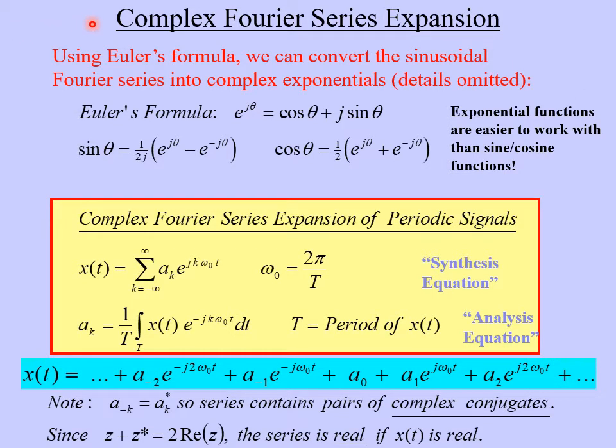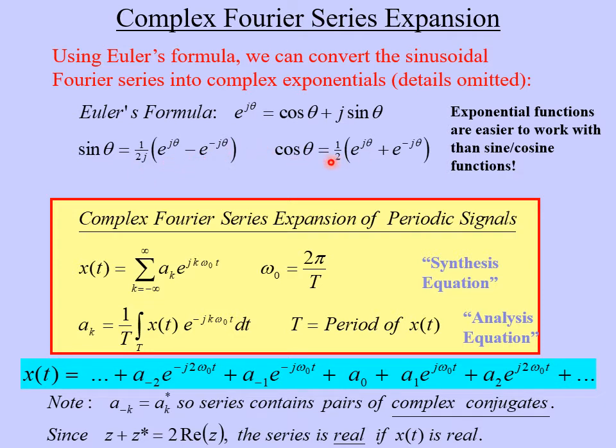Now, what we just showed is all good and practical. However, it's more convenient and conventional to work in the complex Fourier series representation or expansion. And so the idea here is, instead of using cosines and sines, we're going to use Euler's formula and convert those cosines and sines into complex exponentials. So remember Euler's formula, e to the j theta is equal to cosine theta plus j sine theta. This can be inverted to solve for sine theta, which is 1 over 2j times e to the j theta minus e to the minus j theta.